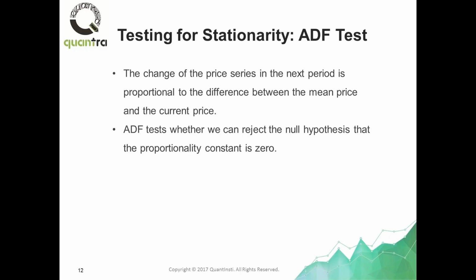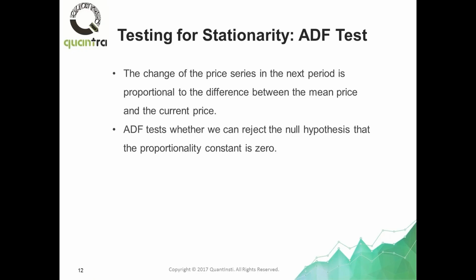But for a stationary price series, it is predictable. In fact, it is going to be negatively proportional to the difference between the current price and the mean price. Or to put it another way, it is proportional to the mean price minus the current price. If the current price is very low compared to the mean price, the change in the next period is likely to be up. So that's what mean reversion means. If it is below the mean, it tends to go up. If it is above the mean, it tends to go down. That's why it reverts to the mean.